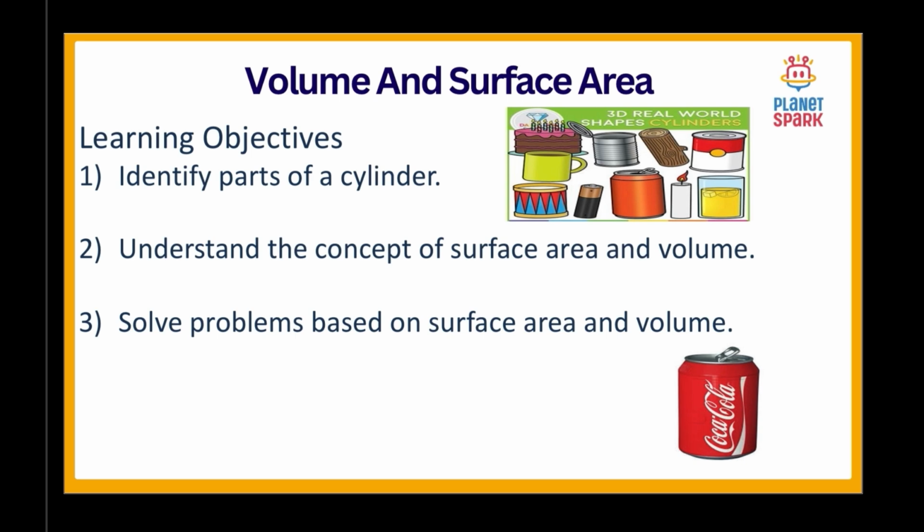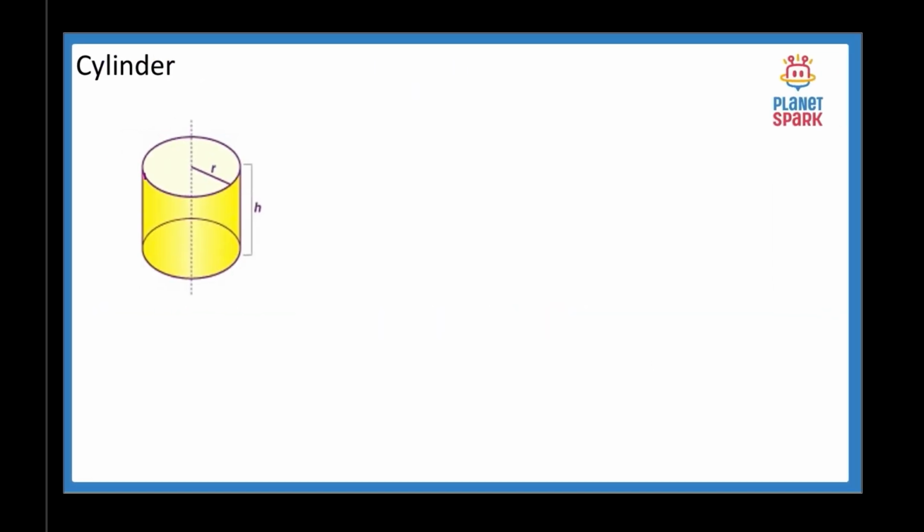So today in Planet Spark, we are going to learn that volume of a cylinder is how much space it can hold. Curved surface area of the cylinder is the area around its curved sides, and total surface area is the complete outer covering of the cylinder. Let's see what a cylinder looks like. This is the shape of the cylinder.